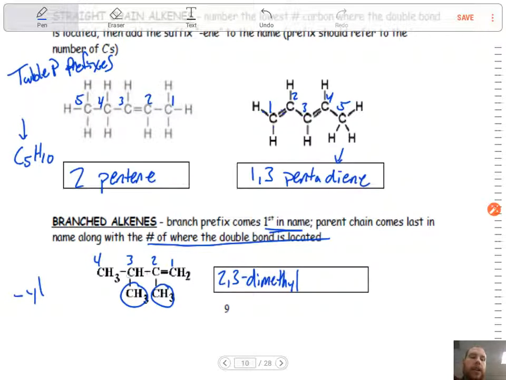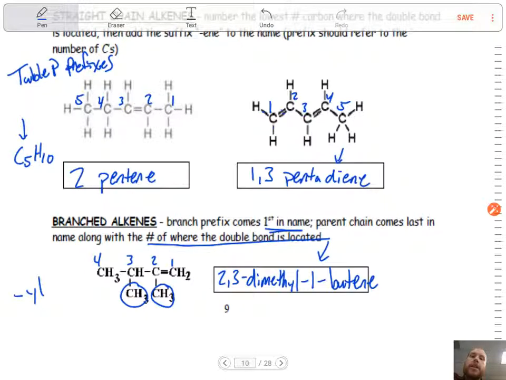Now I'm going to name my long chain. There are 4 carbons in my long chain, so the prefix is but, and then ene. But I forgot something before I even do that. 2, 3-dimethyl-1-butene. Again, we have to put that number in, guys, where that double bond is. Otherwise, that could have been in 3 different locations. So make sure you include that.